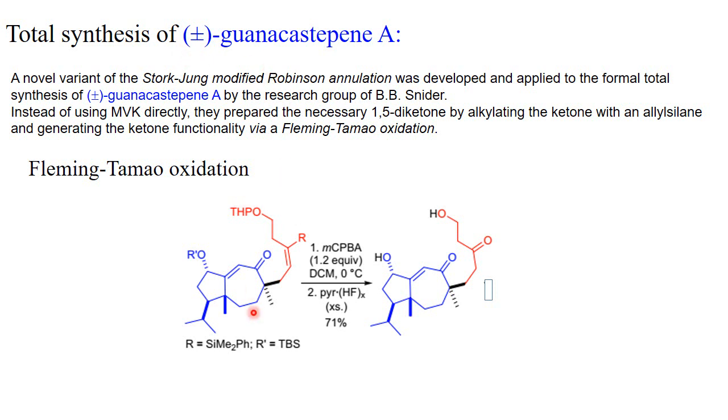So, during synthesis of racemic mixture of guanacastepene A, one of the reactants would be methyl vinyl ketone. So the group of B.B. Snider didn't use the methyl vinyl ketone directly. Instead of using methyl vinyl ketone, they prepared the necessary 1,5-diketone by alkylating the ketone with an allyl silane and generating the ketone functionality through a Fleming-Tamao oxidation.